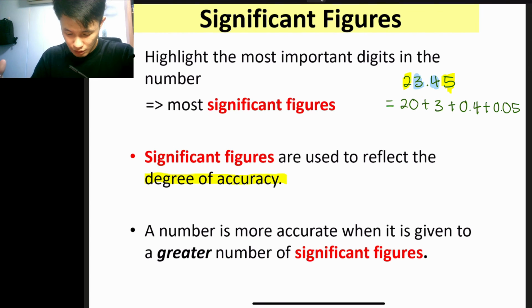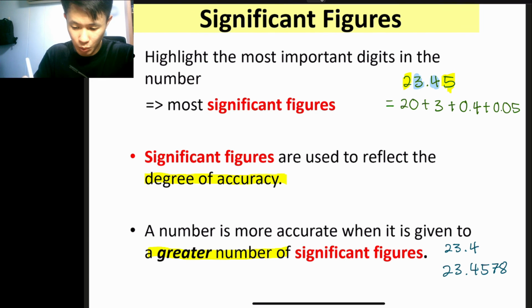Next, the number is more accurate when it's given to a greater number of significant figures. This is something we will look at later. So for example, let's say I have 23.4 versus 23.4578. Which is more accurate in the sense? Technically, I would like to choose the one that has more numbers. That's what it means to have more significant figures. More numbers will actually mean more accuracy.